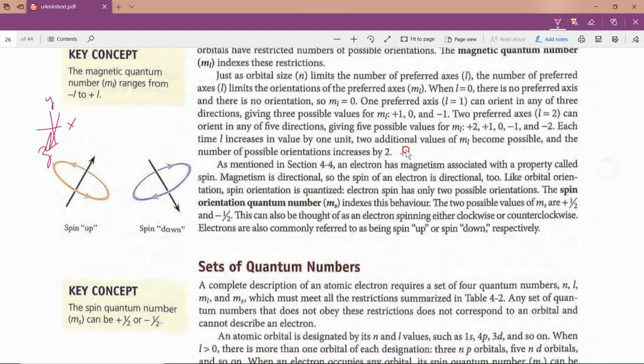In fact, there are 2L plus 1 m sub L values for a given L.